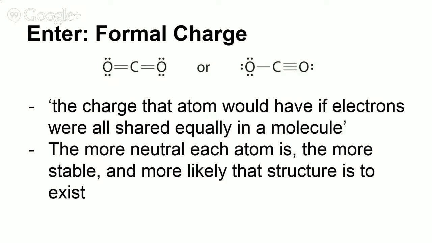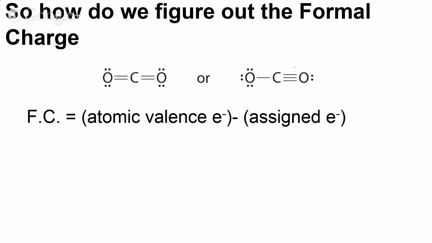Formal charge is the charge that an atom would have if electrons were all shared equally in a molecule. So the more neutral each atom is, the more stable and the more likely that structure is to exist. Looking at all these bonds, we ask what their formal charge would be if they were sharing all these electrons equally. How do we go about calculating it? The basic formula is formal charge equals the atomic valence electrons, so basically how many valence electrons it has normally, minus the assigned electrons.